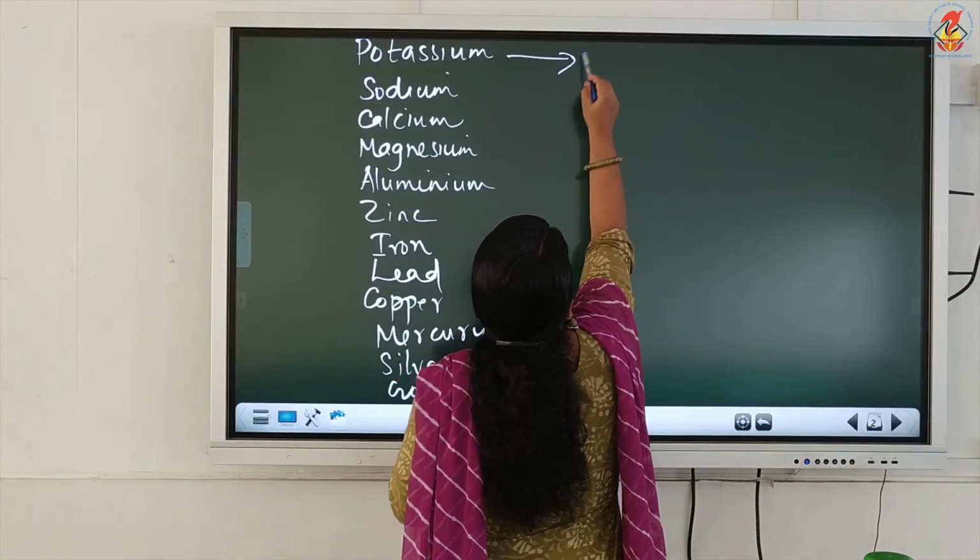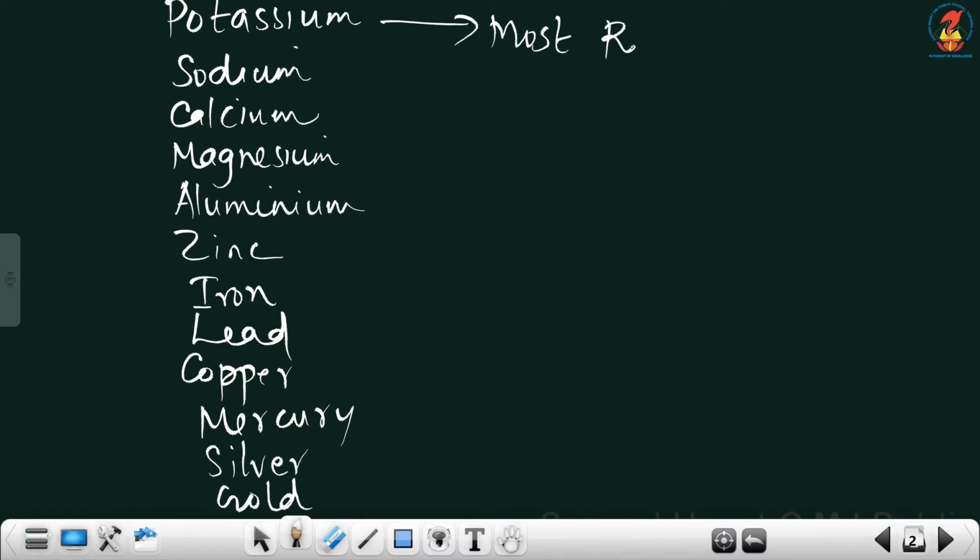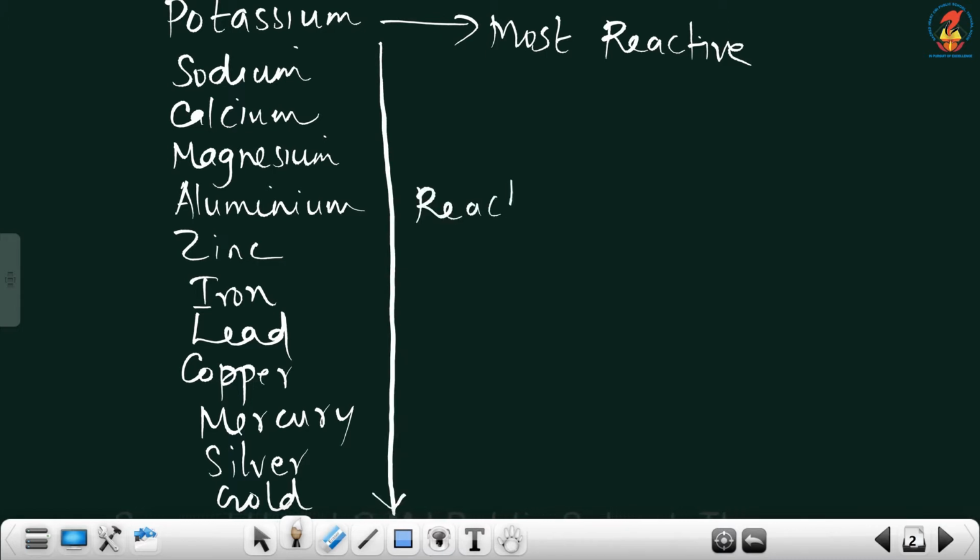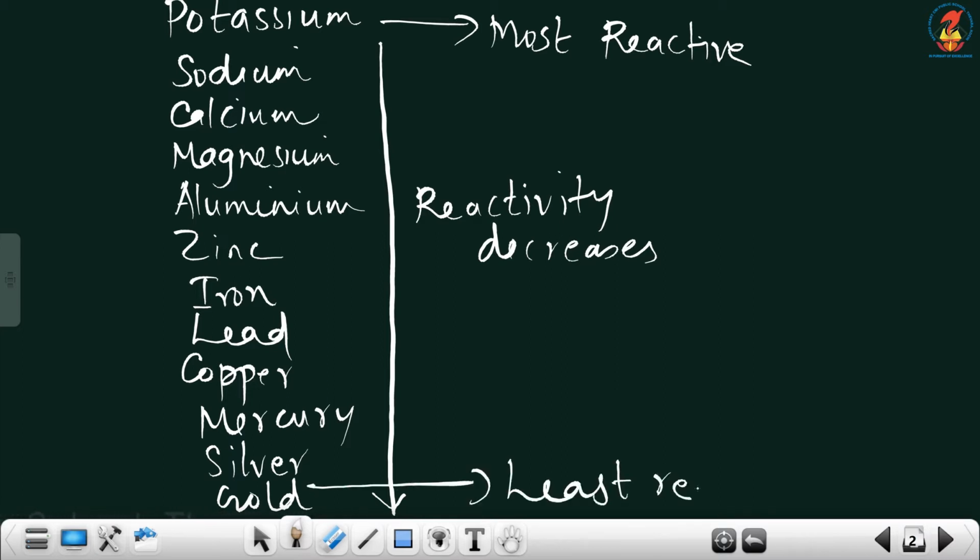Potassium is the most reactive metal, and as you move down the series, what happens? Reactivity decreases. So the least reactive metal is gold. Gold is the least reactive metal. This series you have to learn by heart.